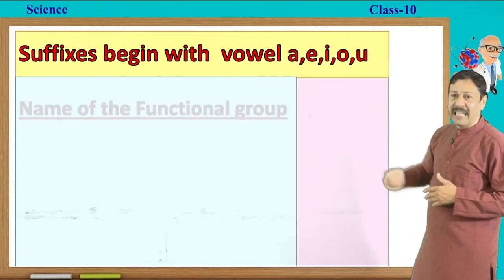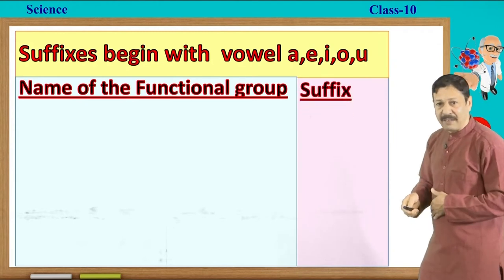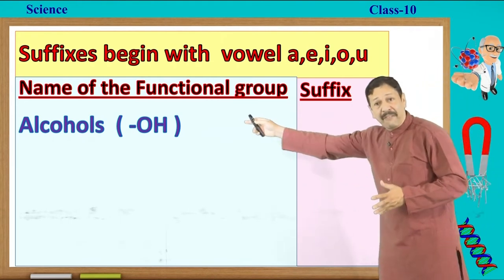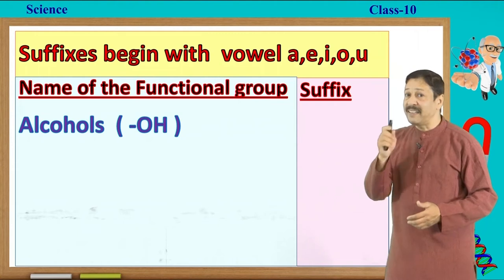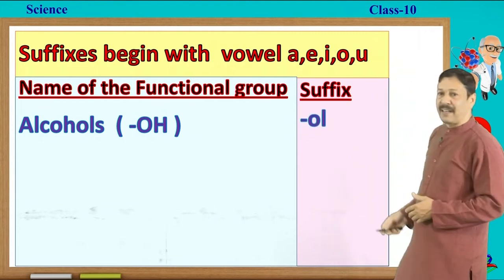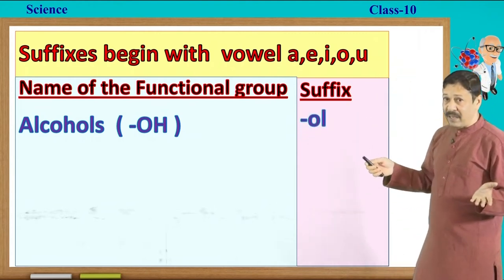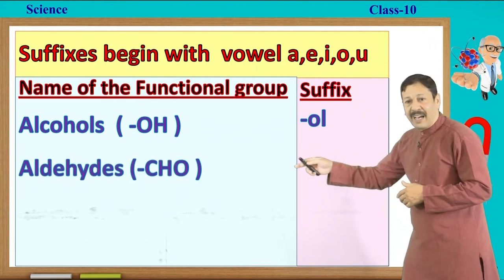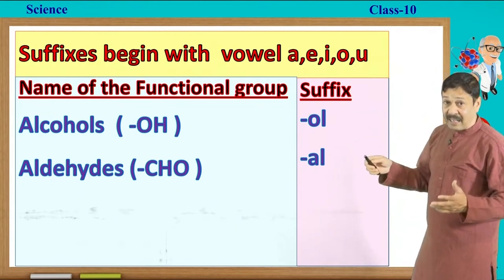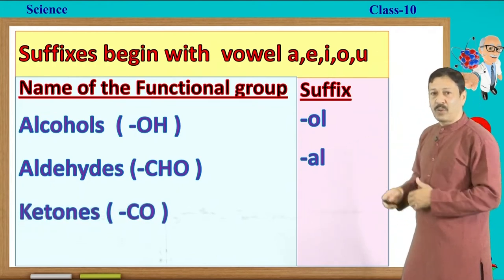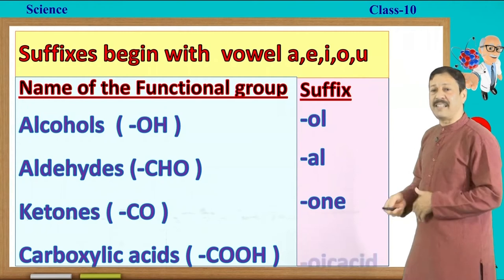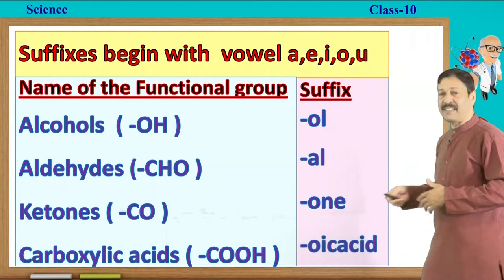Suffixes beginning with vowels A, E, I, O, U are listed here. The first one, alcohol. How to identify? If the organic compound has OH, you can easily identify it as an alcohol. What is the suffix then? Yes, OL. Then aldehyde, CHO group, AL, aldehyde. Then ketone, ONE, that is the suffix. Then carboxylic acid, OIC, oic acid.